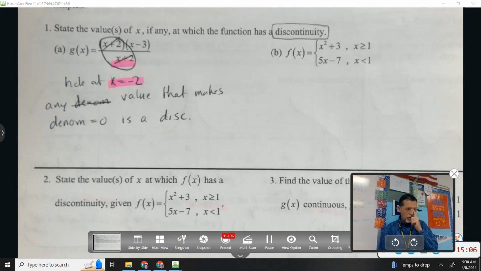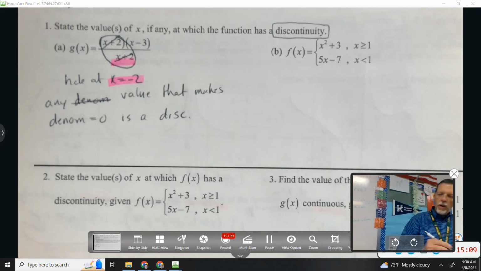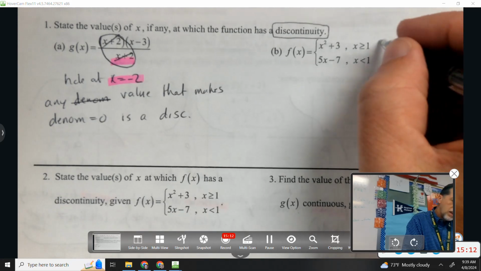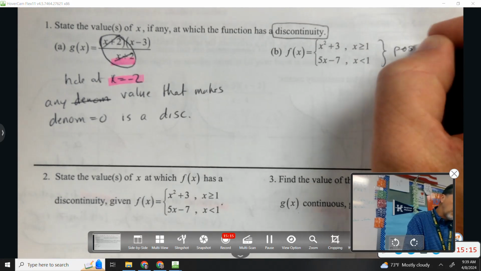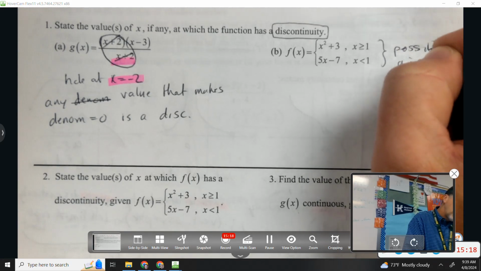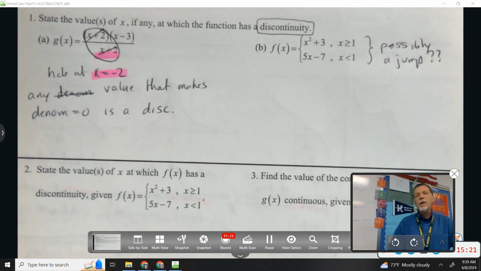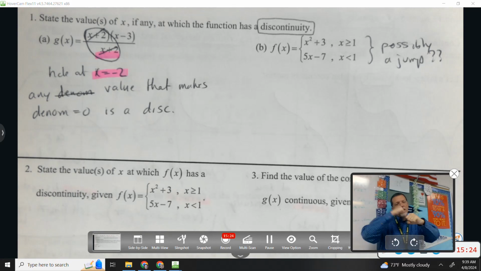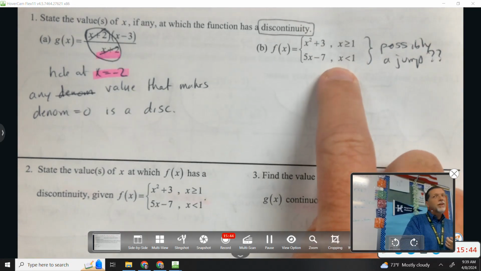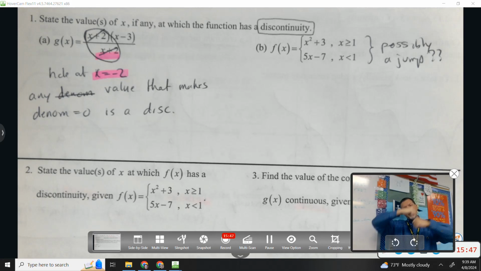Okay, the second example, it's possibly a jump. I don't know that right now. Maybe it jumps, maybe it doesn't. Maybe it's rigged so that they hit the same spot at x equals 1. So how are we supposed to check to see if they land at the same spot at x equals 1? Plug in 1 to what? Yeah, to both of them. So we'll plug in 1 to the top one and plug in 1 to the bottom one. If we get the same answer, that means there's not a jump. If we get a different answer, that means there was a jump.